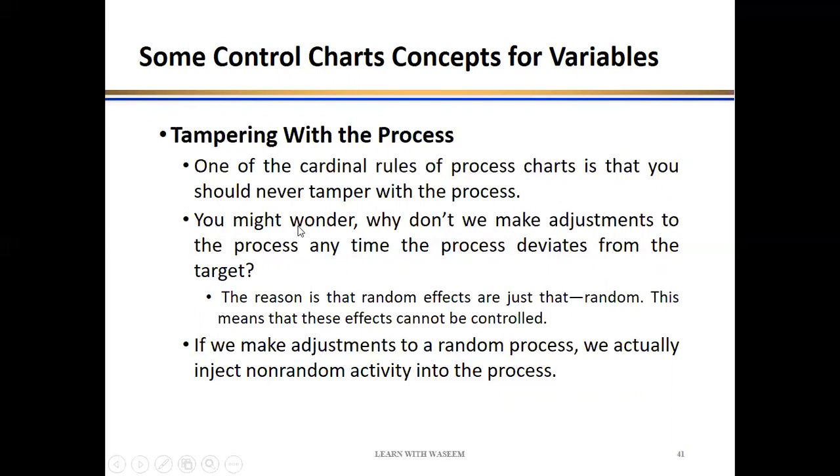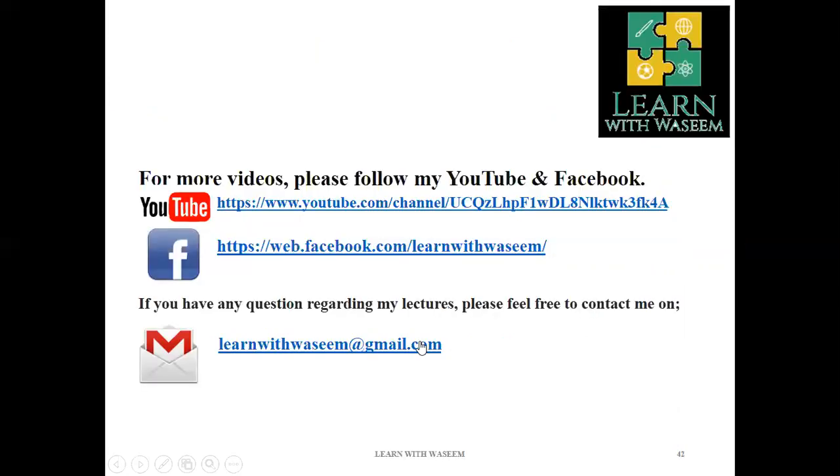And you might wonder, why don't we make adjustments to the process anytime the process deviates from the target? The main reason for that is that random effects are just random. This means that these effects cannot be controlled, or these effects are uncontrollable. So if we make adjustments to a random process, we actually inject a non-random activity into the process.